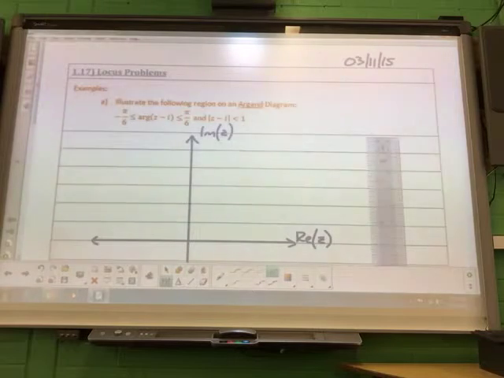Right, first one, I'm going to illustrate the following region on an Argand diagram. Negative pi on 6 is less than or equal to the arg of z take away i, which is less than or equal to pi on 6, and the absolute value of z take away i is less than 1.